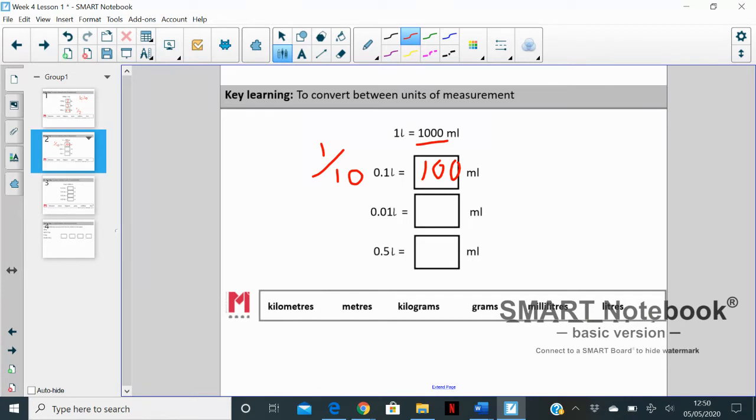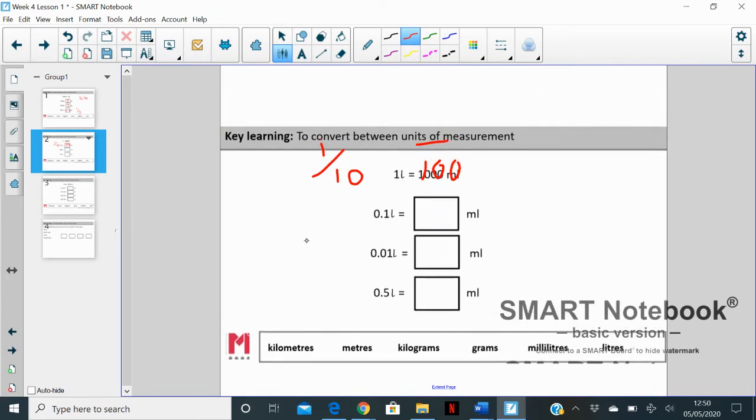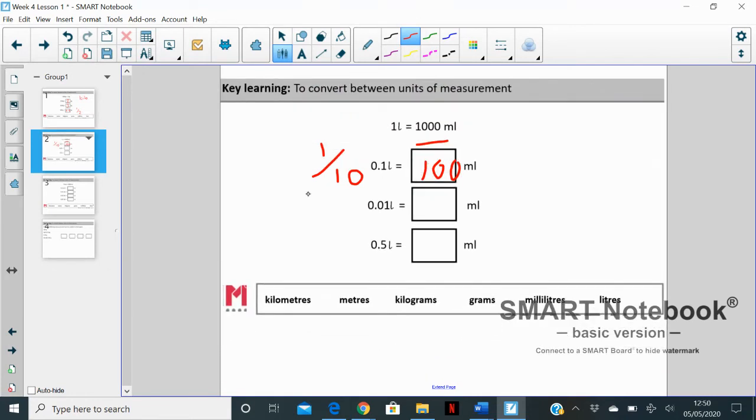0.01, that's 1/100th of a litre. So this time we're finding 100th. That means we need to divide by 100. So use your place value skills again and see if you can work out what 1000 divided by 100 is going to be. So 1000 divided by 100 gives us 10 millilitres.